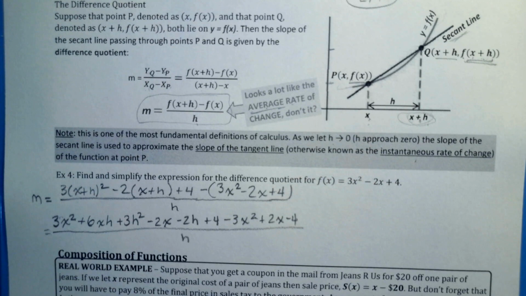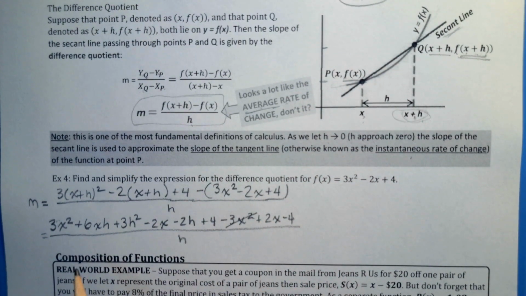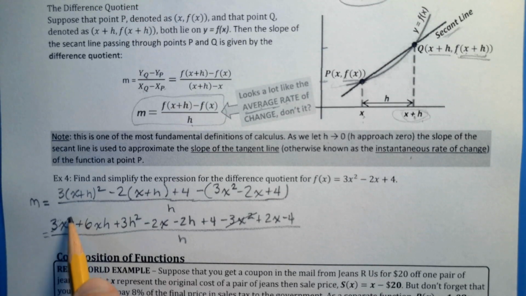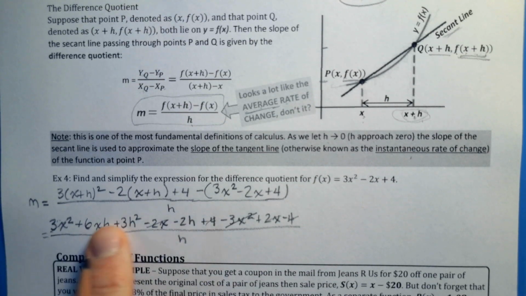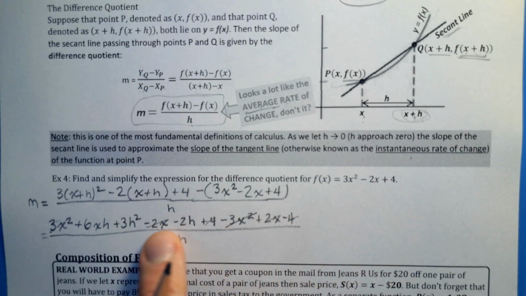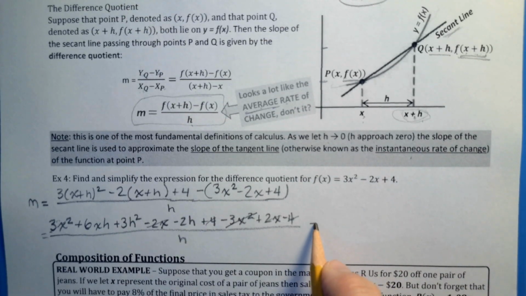Now something interesting happens here. Notice that the negative 3x squared cancels with the positive 3x squared. This negative 2x cancels with this 2x. 4 cancels with the 4. And now if you look at what's left, everything that's left upstairs has an h in it. So we can cancel out one of the h's with that.